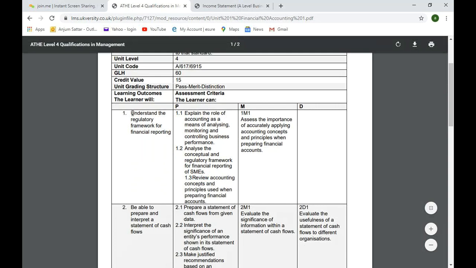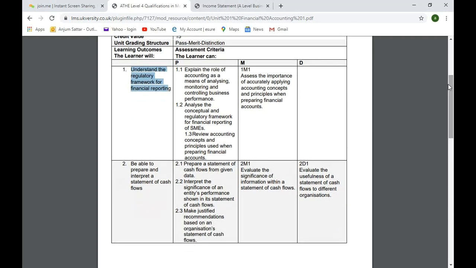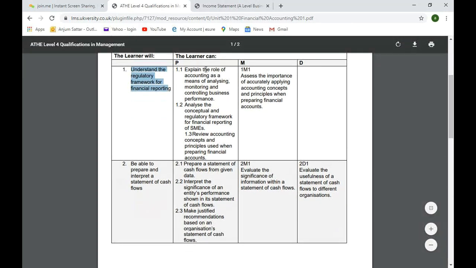So today our focus will be the first learning outcome. Today we'll go through understanding the regulatory framework for financial reporting: why we need to report, and how our reports or financial statements need to look. That will be the focus of our discussion.